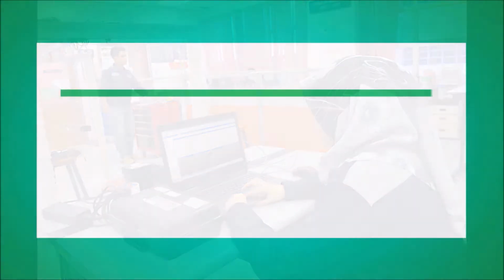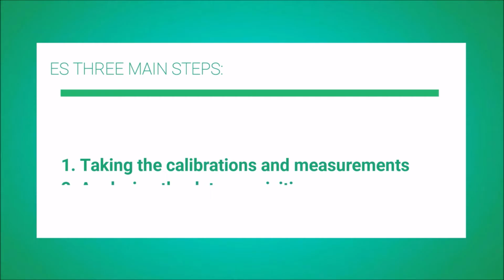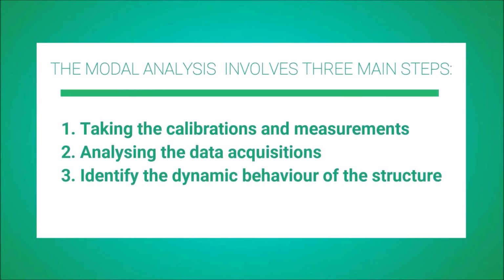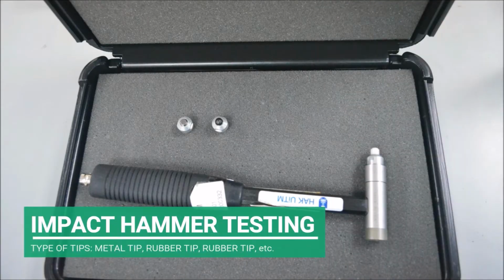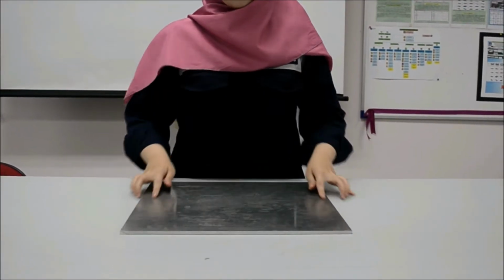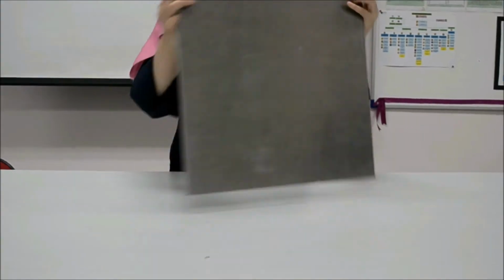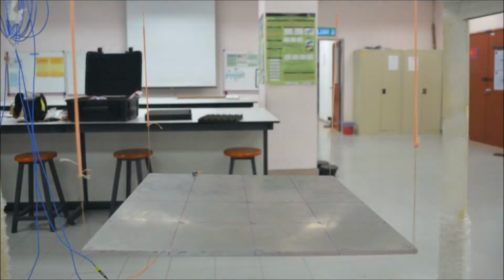The modal testing involves three main steps. 1. Taking the calibrations and measurements. 2. Analyzing the data acquisitions. 3. Identify the dynamic behavior of the structure. In this video, the impact testing is performed on a 2 mm aluminium thin plate structure in a free boundary condition.